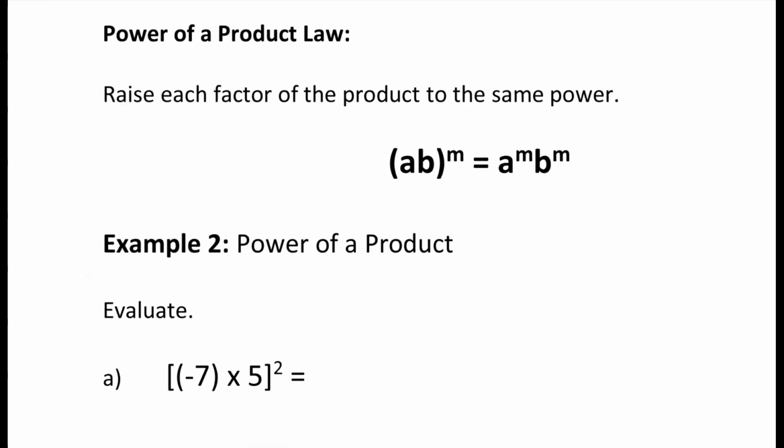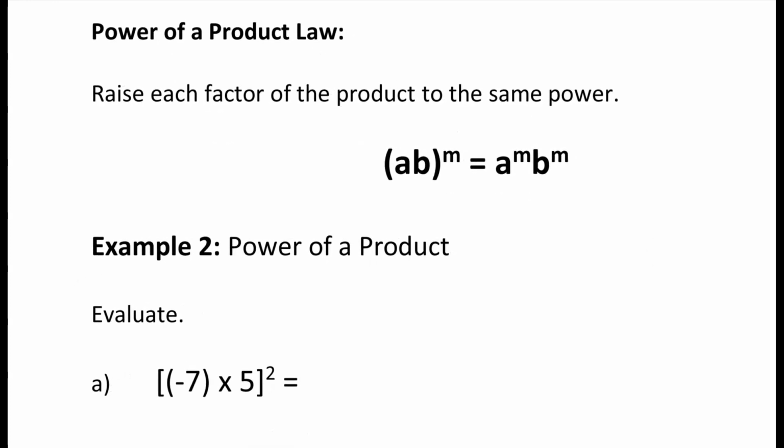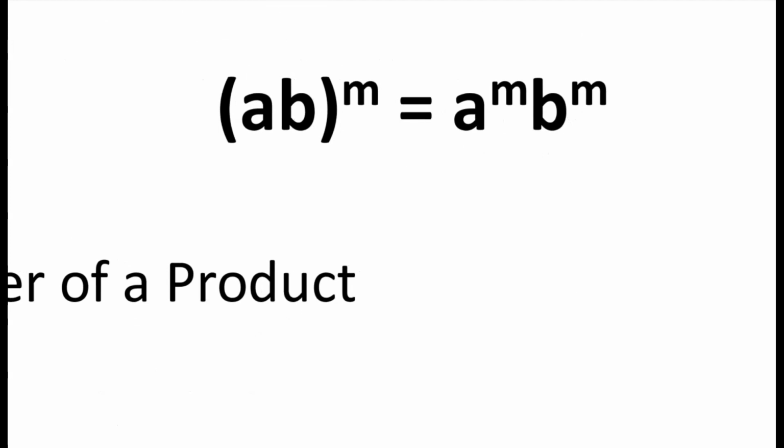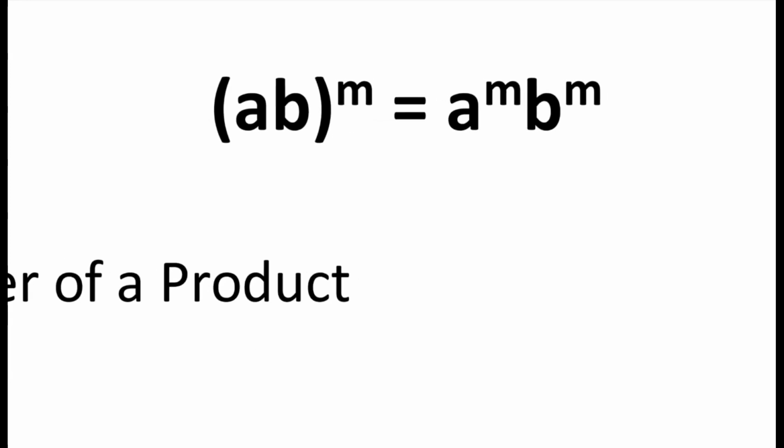Now we're going to discuss power of a product law, just like we did on the table, on the second half of that table on the first page. Raise each factor of the product to the same power. So we had AB in the middle, so a multiplication in the middle, to the power of m, which meant that exponent was affecting the A and also affecting the B, so that exponent attached to each of them.